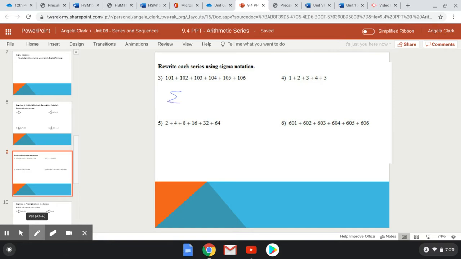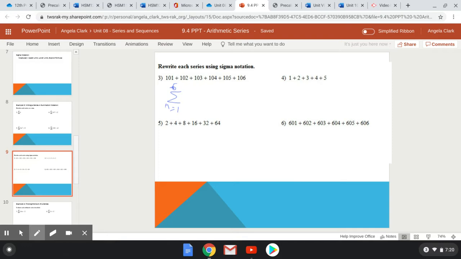Okay, so I'm just going to use n. You don't have to use n. You can use a different letter, but I'm going to go ahead and use n. N equals 1. Like I said, we're always going to start at 1 unless told otherwise. And then 1, 2, 3, 4, 5, 6. We have 6 terms, so n from 1 to 6. There we go. And then we have to figure out our formula.